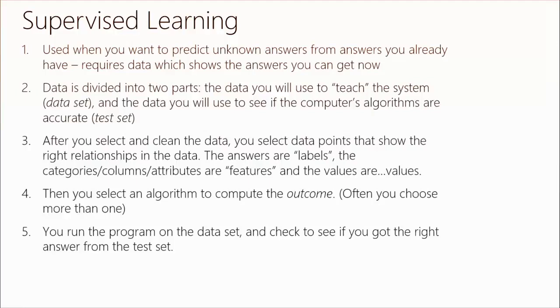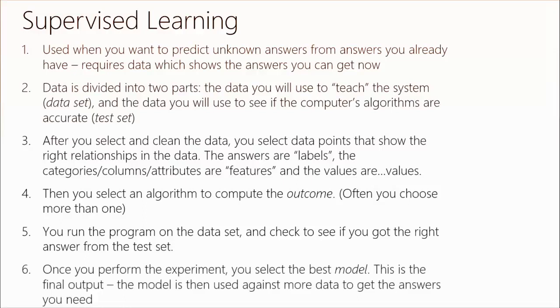All right. Then what we do is we're going to select an algorithm, or maybe more than one algorithm, and always more than one algorithm, to test the data to see. And then we're going to run that program, because we end up with a program on the data set. We compare the answers to the test set. And then once we're done, we pick the model, which is really a program, that fits the best. So that's what machine learning is.